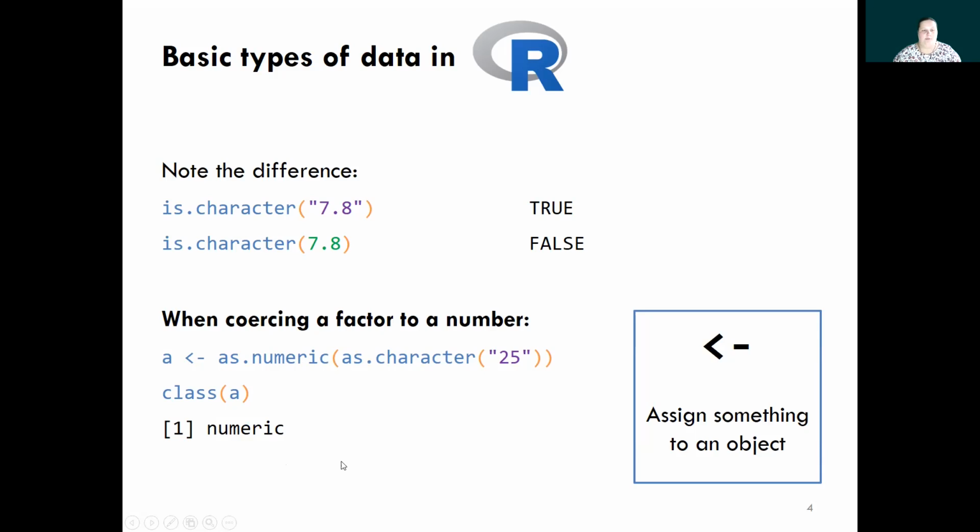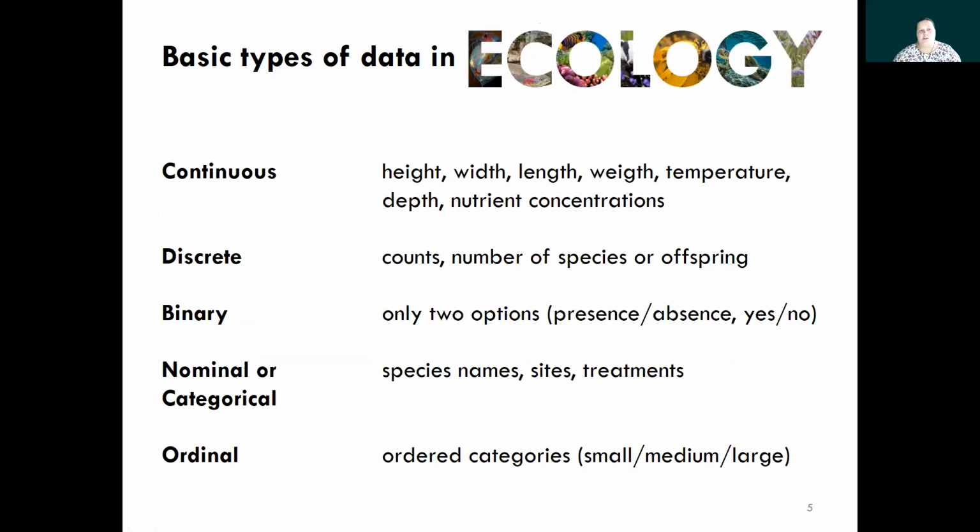So this indeed worked. And here I'm going to mention again that this arrow that you see here is used to assign something to an object, and we call it the assignment operator. If you're trying to write this in your code, you can either use Alt and minus on Windows or Option and minus on Mac computers. When we now go to ecology and the data types we would usually find in our studies, we're talking about something a little bit different.